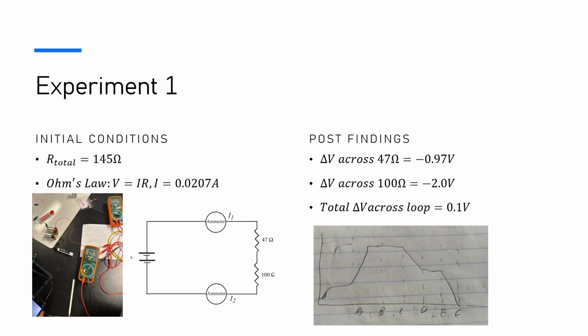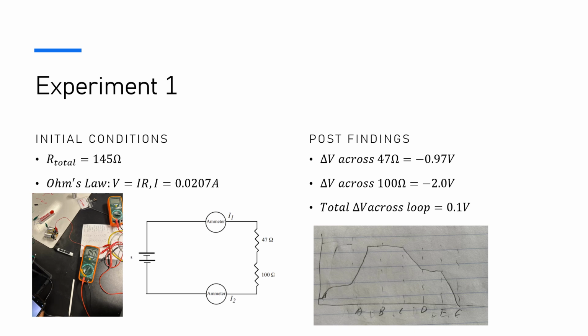On the left here we have the initial conditions, where the total resistance is 145 ohms, which is calculated by adding the resistance of the 100 ohm resistor and the 45 ohm resistor. And using Ohm's law, we determined the current to be 0.0207 amps. And here's a picture of our results down here in the bottom left, and a diagram of the experiment.